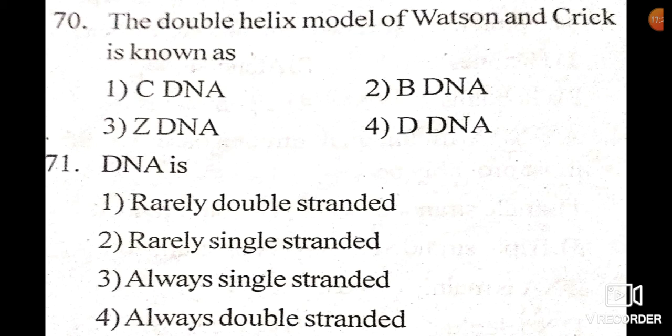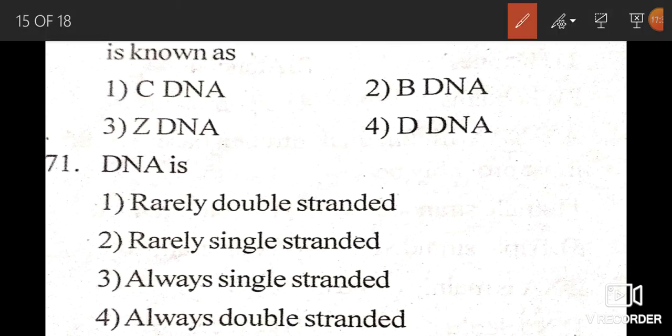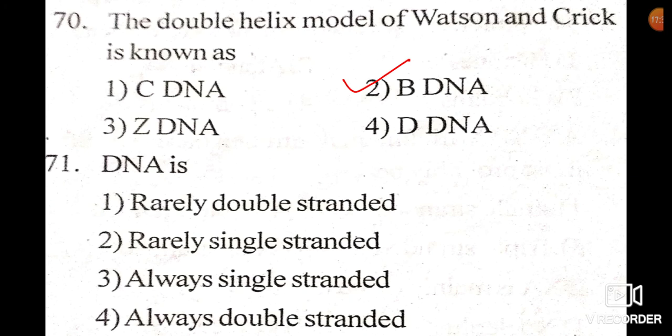Question number 70. The double helix model of Watson and Crick is known as. Right option is 2, that is B-DNA. The double helix structure of the Watson and Crick model is B-DNA. That is right-handed helical.